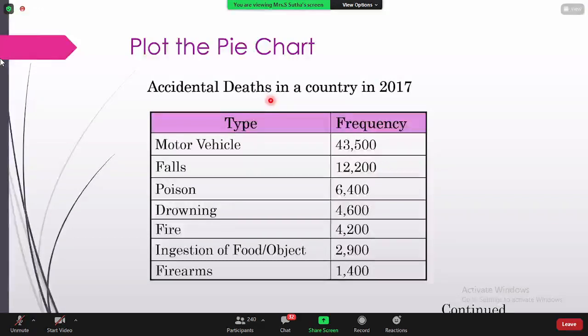Is it qualitative or quantitative? Qualitative. Because we measured with a category, it is a non-numerical value, so it is qualitative. What is the meaning of 12,200?